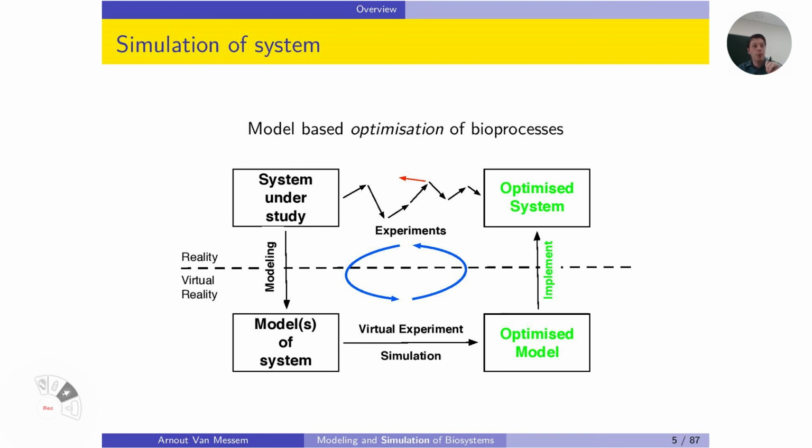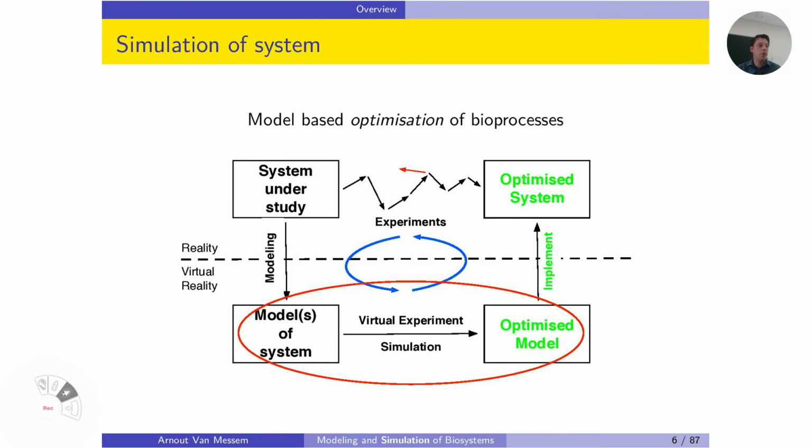So once we have an optimized model, you can then implement it in reality to get to an optimized biological system. And so going from the model to the optimized model, that's what's the important part. That's what the simulation is all about.